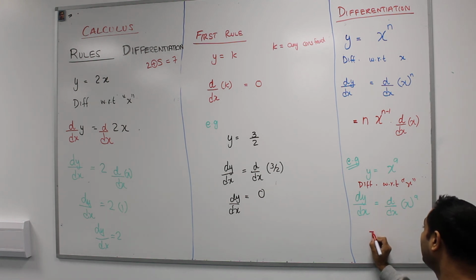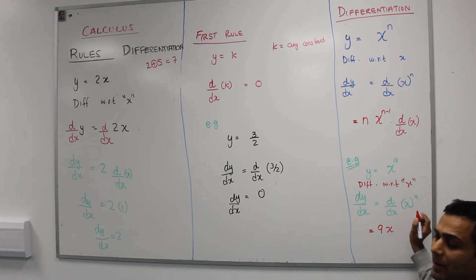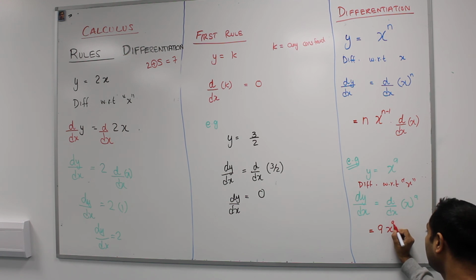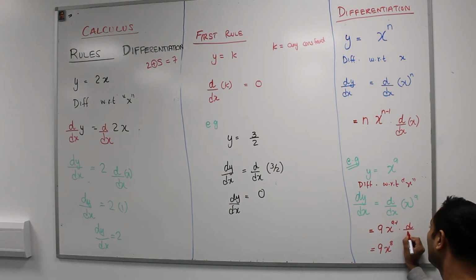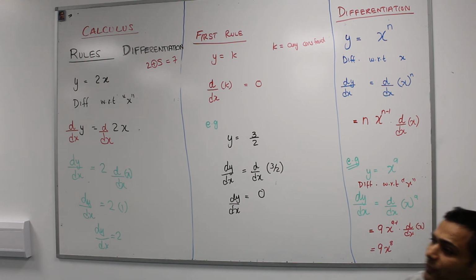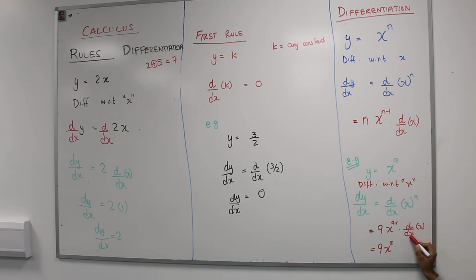So that will become 9 comes out, reduce the power by 1, so 9 minus 1, and then I need to do d over dx of the x. And if you have a look at that bit over there, we know dx over dx is just 1. So the answer is 9x to the power 8.